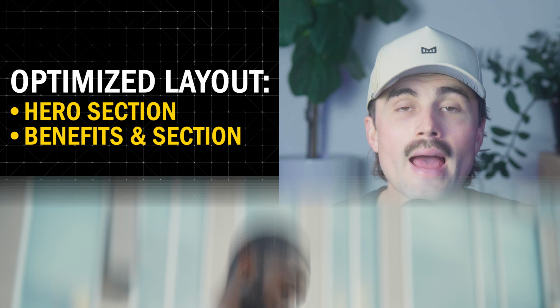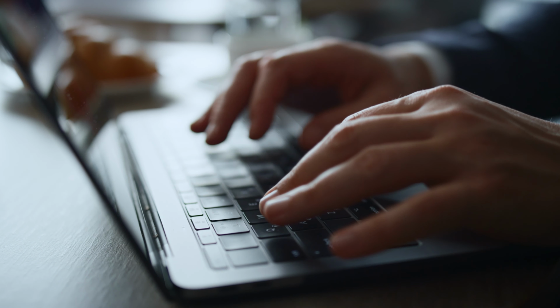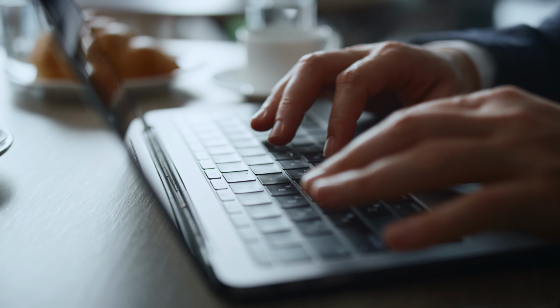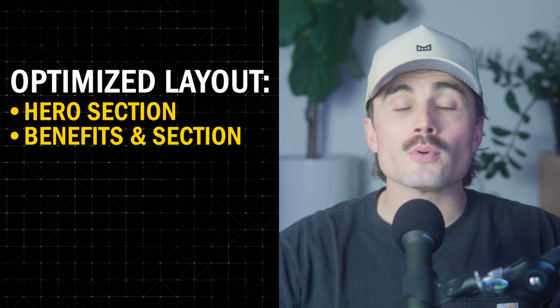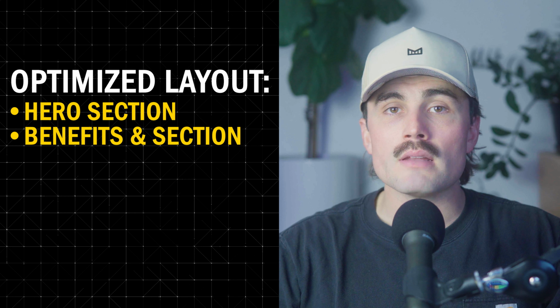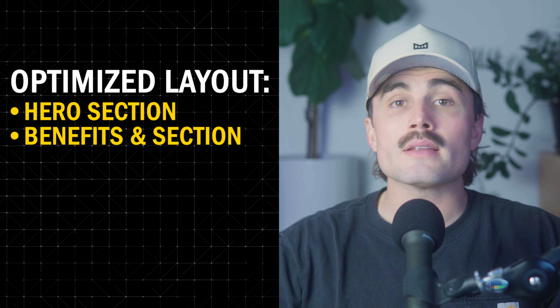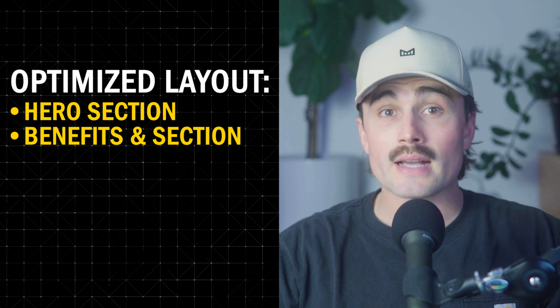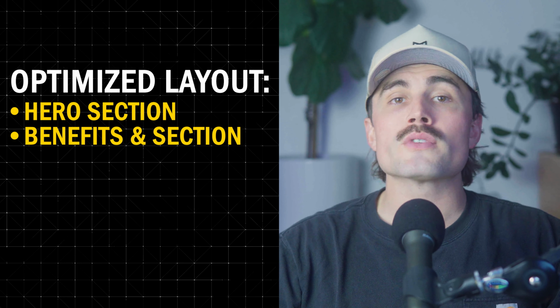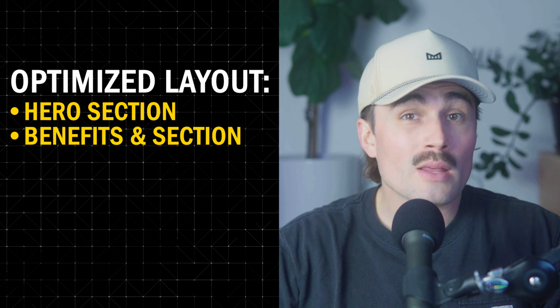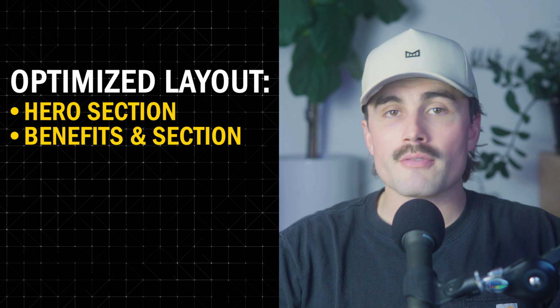Benefits and features. After capturing attention, explain how your product or service solves problems. Use short paragraphs or bullet points to highlight benefits and not just features. For example, a web designer might list mobile-friendly design and explain that it helps visitors access your site comfortably on both phones and tablets, where most of the traffic comes from anyways. Keep each item brief and focused.